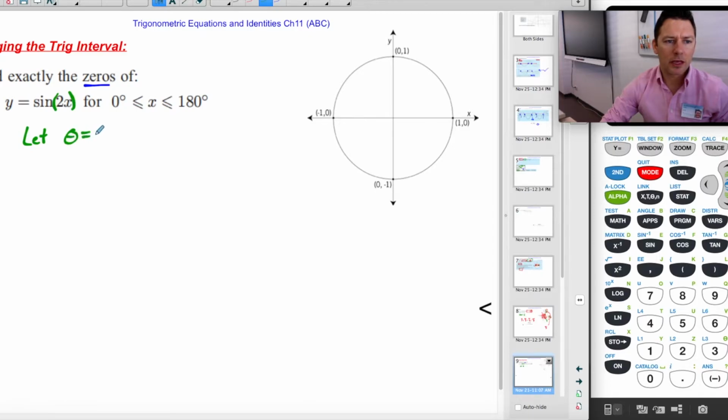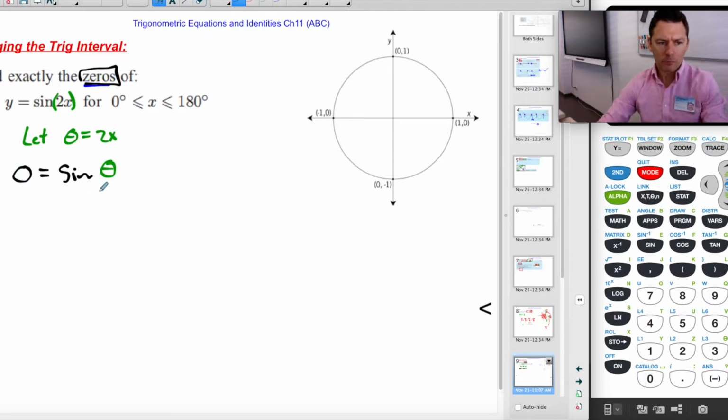So I'm going to let theta be 2x. So instead of calling this y equals sine of x, I'm going to call it y equals sine of theta, just because I like to avoid my problems. Great. They didn't ask for the equation, they asked for the zeros, so I want that to be 0. Okay. So this is not a big deal. When is the sine of theta 0? Sine is the vertical component, so when is the sine of theta 0? It happens like here or here, roughly.